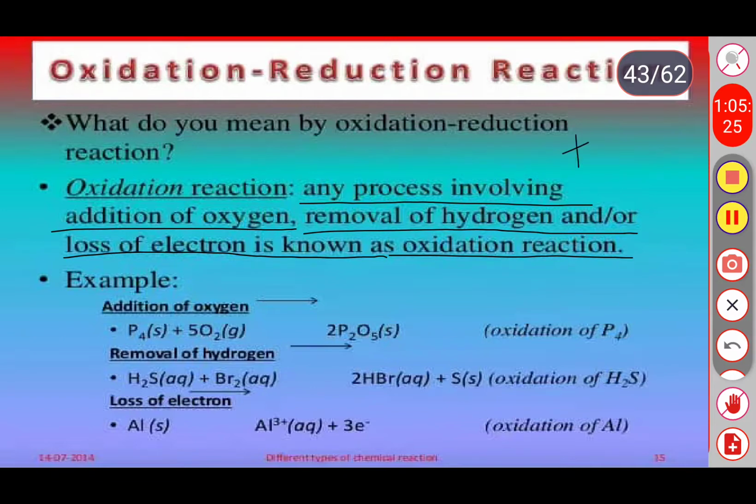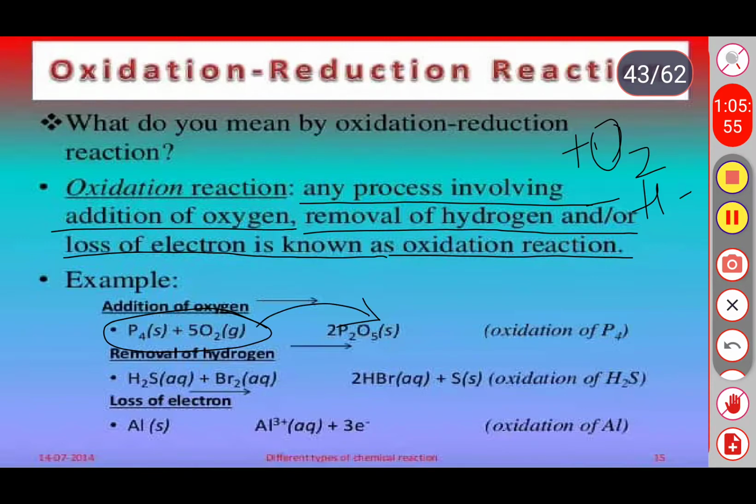Here some examples are given. Addition of oxygen. When phosphorus is combined with oxygen, what does it form? Phosphorus oxide. So what are you going to add here? Oxygen. So addition of oxygen to a particular atom or element, we call an oxidation reaction. So this is the oxidation reaction.